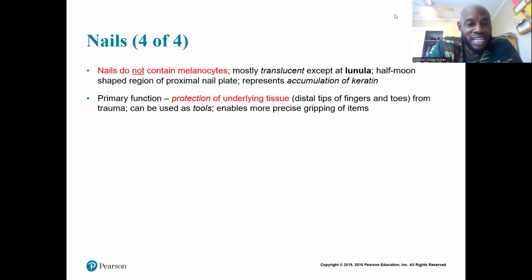Nails also do not contain melanocytes. Melanocytes help give us pigmentation, but nails do not contain them, so that's why they appear translucent. The primary function of your fingernails is to protect the edges of your fingers.